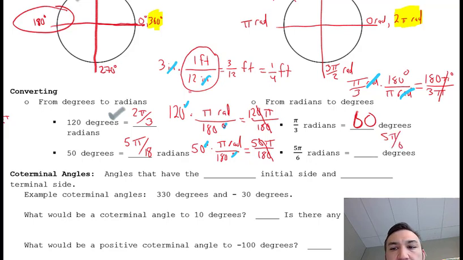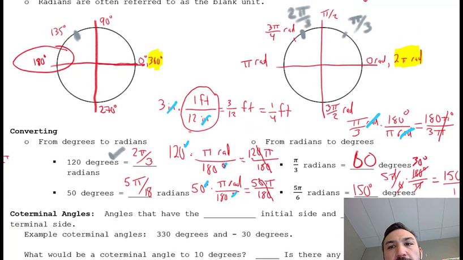Alright, for 5 pi over 6, I will multiply by 180 degrees over pi radians. This time I'm going to do some of the reducing before I multiply. Pi divided by pi, those cancel out or go to 1. 6 goes into 180 30 times. So I'm left with 5 times 30 on top and a 1 on bottom. So 150 degrees. Now this is also one that you're going to use on the unit circle.